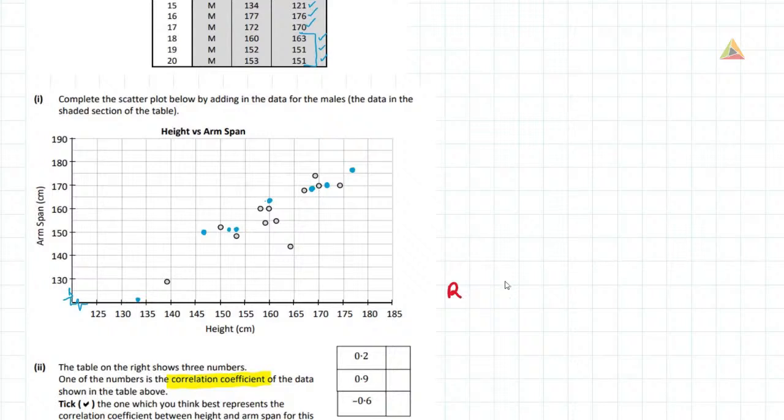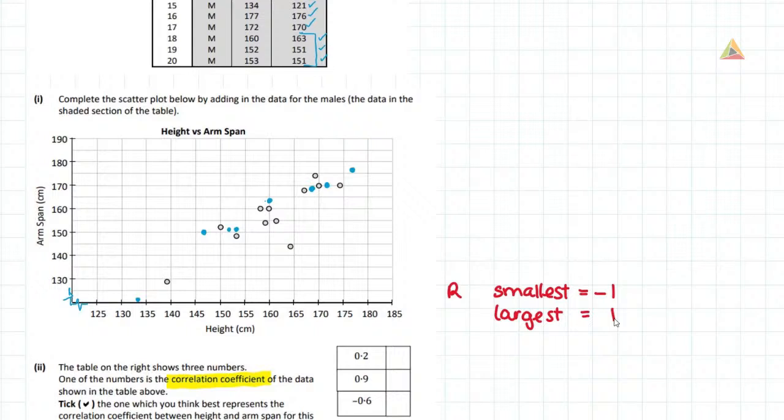And the smallest that r can be is -1, and the largest that it can be is 1. So we can never have any figure bigger than 1 or any figure smaller than -1.